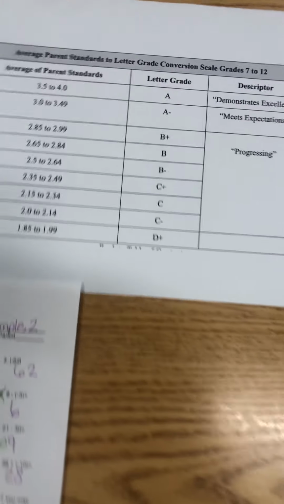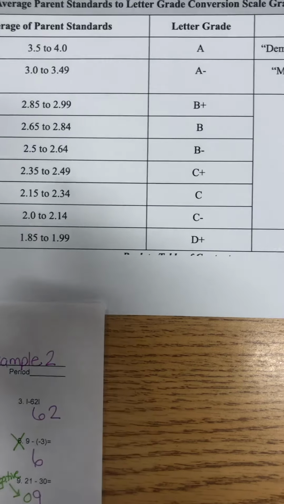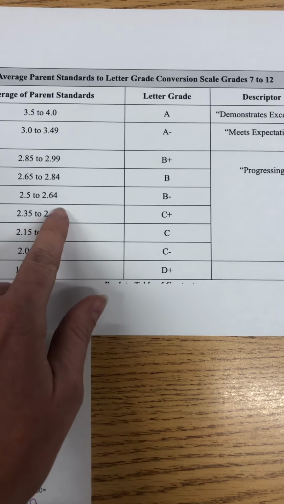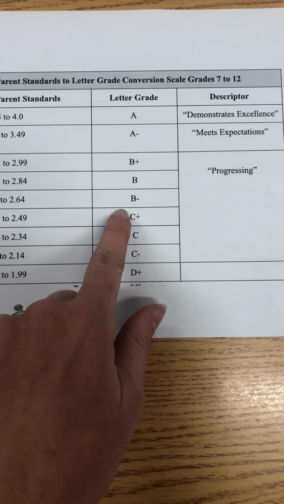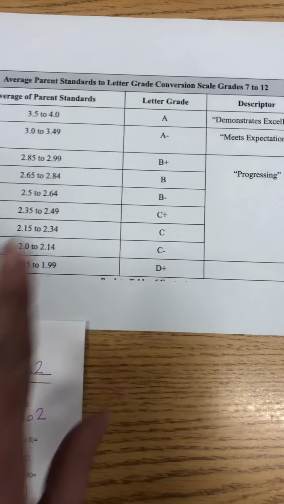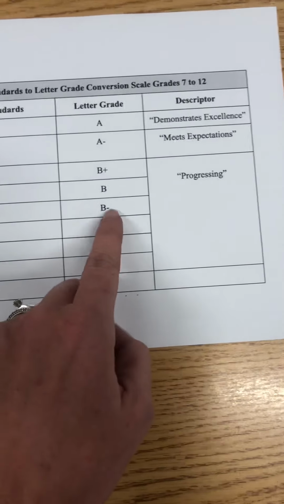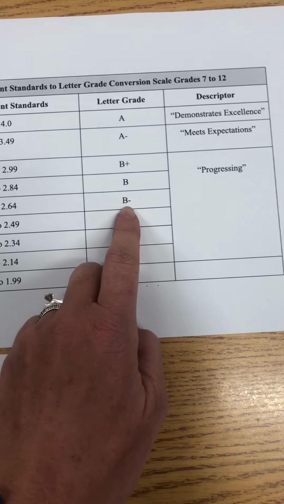And then if we put the 2.5 into the grade book, according to our new grade book this year, anything between a 2.5 and a 2.64 would be a B minus. So if the student had one thing inserted into the grade book and it was a 2.5, their overall letter grade would be a B minus.